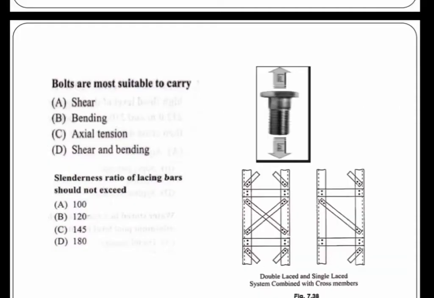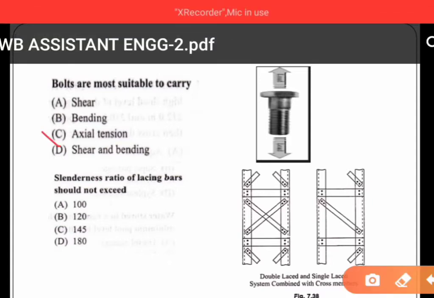Next question is: bolts are most suitable to carry shear, bending, axial tension, or shear and bending. As you can see in the right hand diagram, bolts are most suitable to carry option C, axial tension. Okay, now proceeding to the next question.